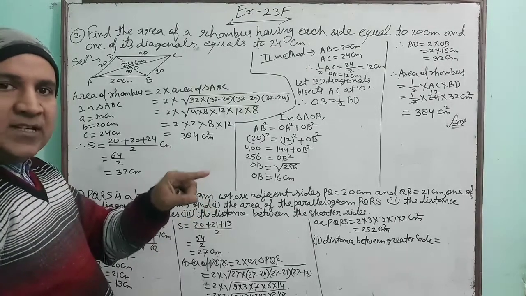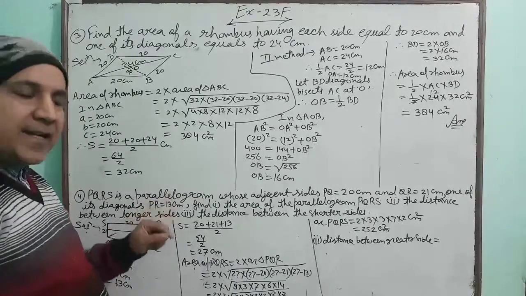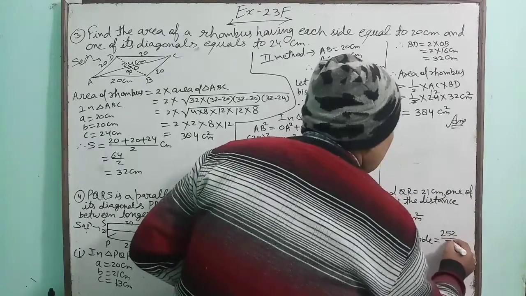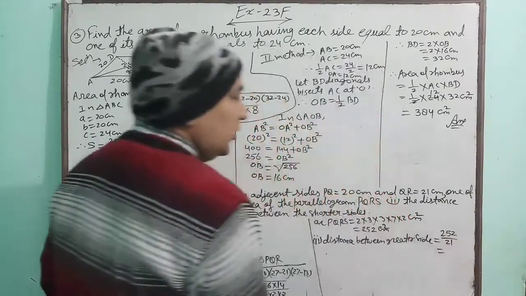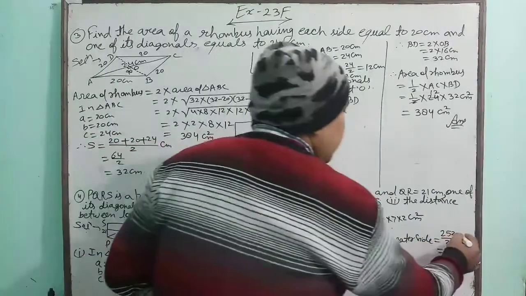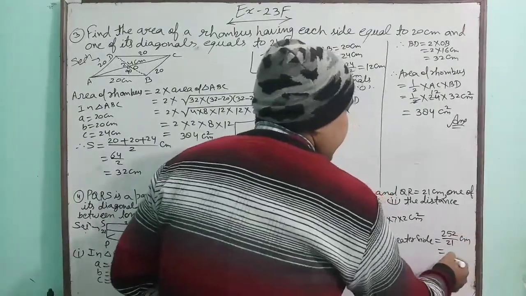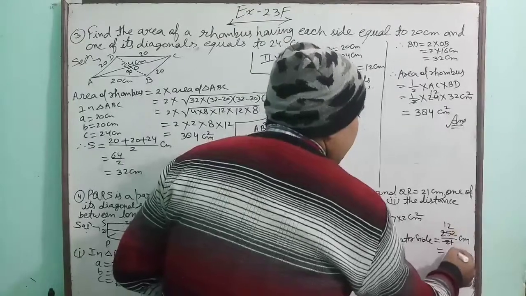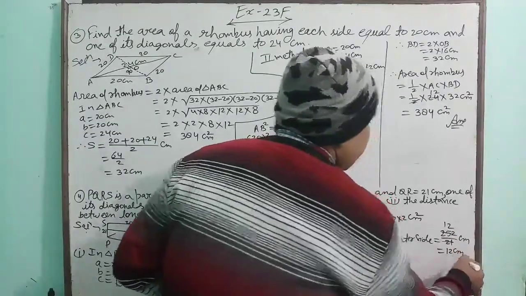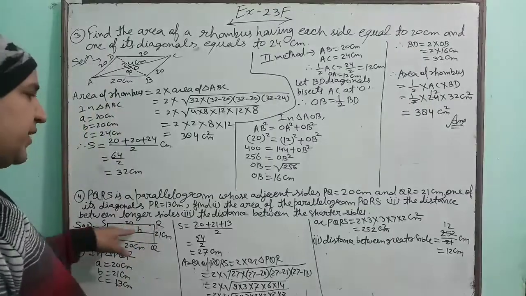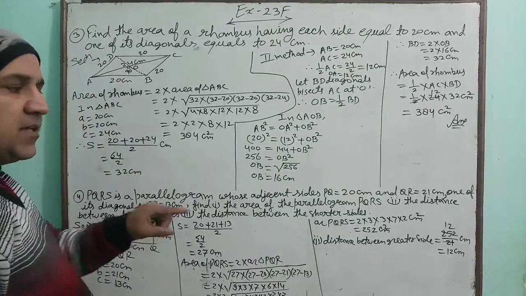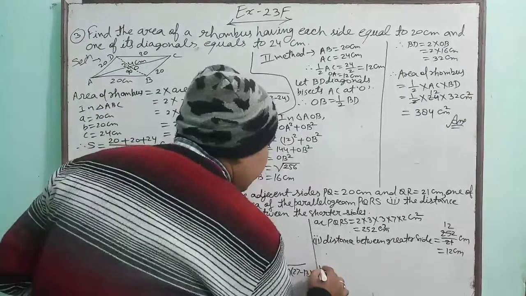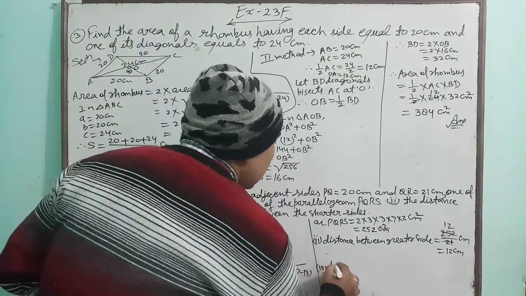Area is equal to base into height. So height is equal to area upon base. Area we have got 252. Base is 21. Now divide and get your answer. And this will come in centimeter. 21 ones are 21, 21 twos are 42. That means 12 centimeter. The distance between the greater sides is 12 centimeter. By the same method, you can find the third also.